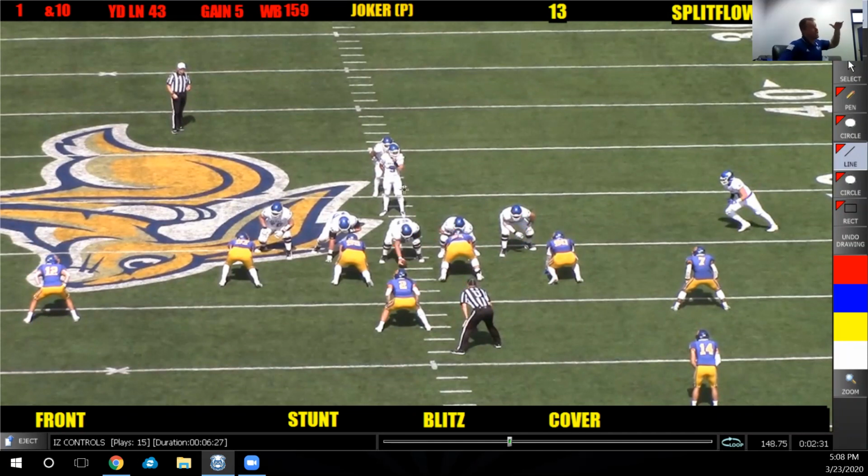So you can see, if we're running inside zone to the left, that's the midline. Number 2, our point man, is backside of the play. So the point man is backside. We're going to have bad angles. So one way from a game plan that you can help minimize this is you can flip the run play to make him now front side.